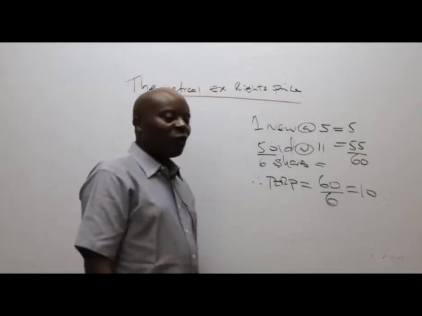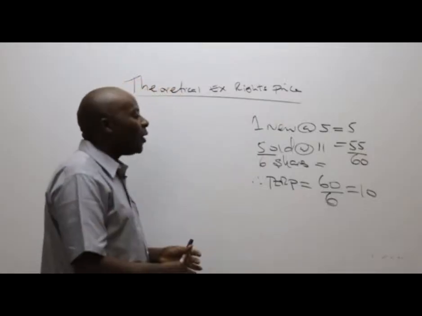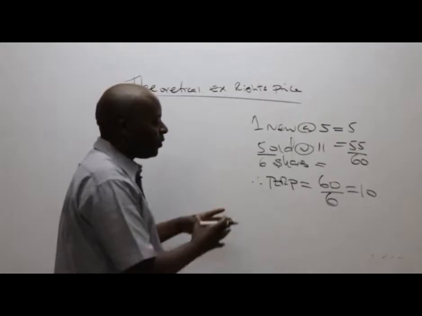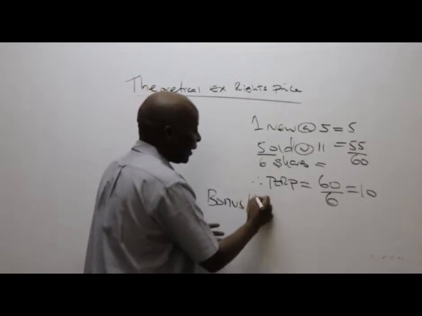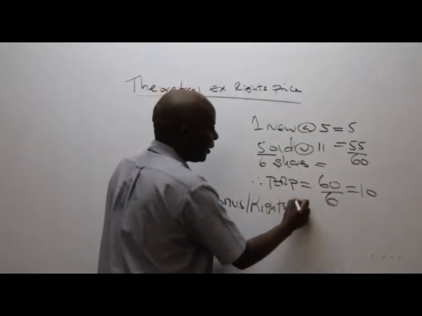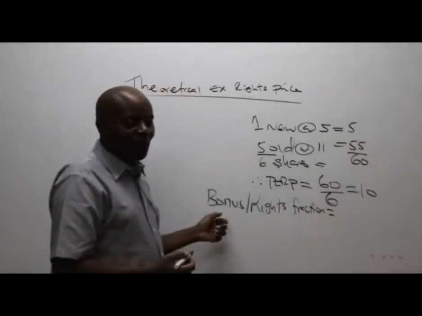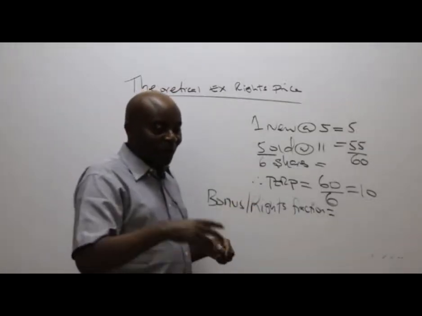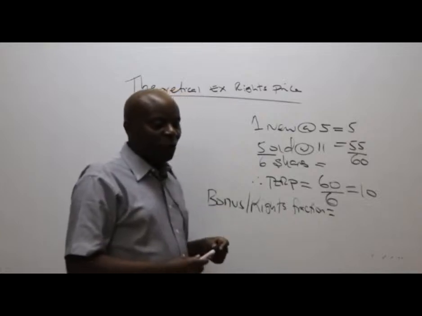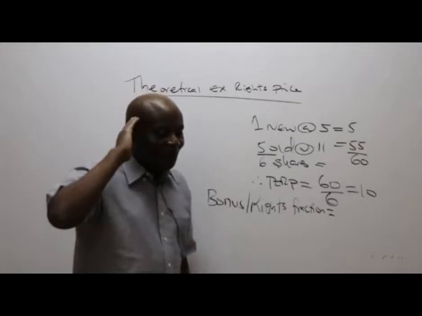Then, ladies and gentlemen, once you have given me this theoretical ex-rights price, I know there is a very important fraction. This one we call the bonus, or the rights fraction, that I'll be using in my one-nose calculation. Is there somebody who remembers the formula for the bonus stroke rights fraction? There is nobody who is talking to me.